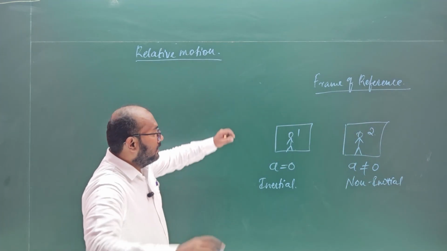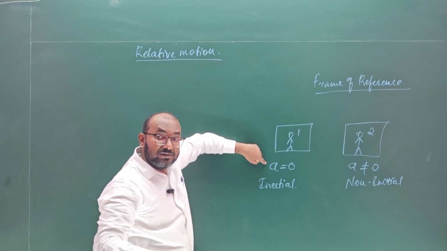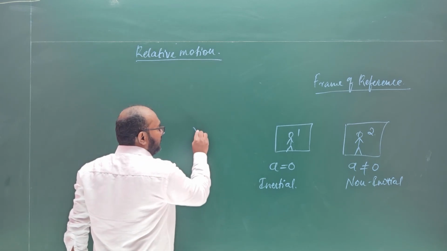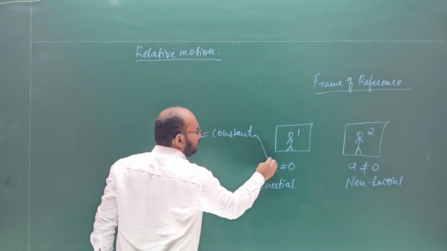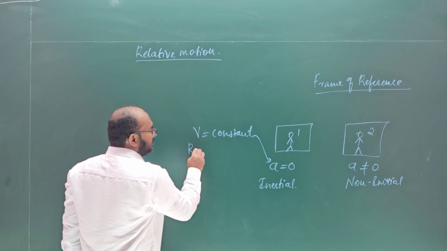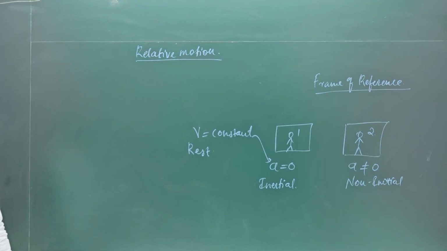Now, possibilities of A to be 0. How many possibilities are there for A to be 0? Two. Either can I say that V should be constant, then A is equal to 0. Second possibility, the object should be at rest. If the object is at rest, there is no velocity. If no velocity, that means acceleration can be 0.